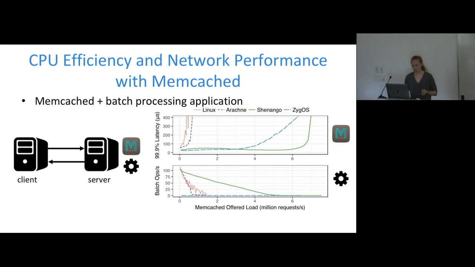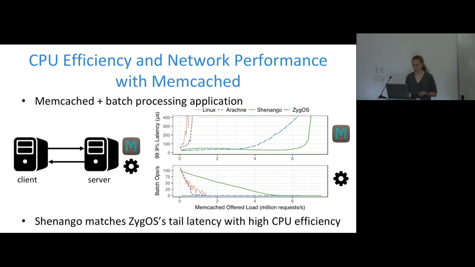For Shenango, we see that we're able to maintain low tail latencies of less than 100 microseconds up to over 6.6 million requests per second for memcached. And at the same time, with Shenango, at lower memcached throughputs, we're able to trade throughput for memcached for throughput for the batch processing application. So what we can see here is that Shenango is able to maintain tail latency similar to a state-of-the-art kernel bypass system, Zygos, while fully utilizing the CPU for productive application-level work, and thereby achieving high CPU efficiency.